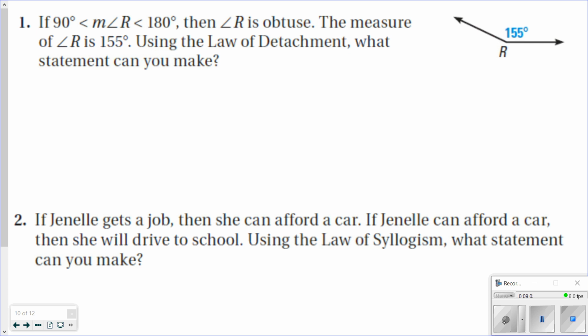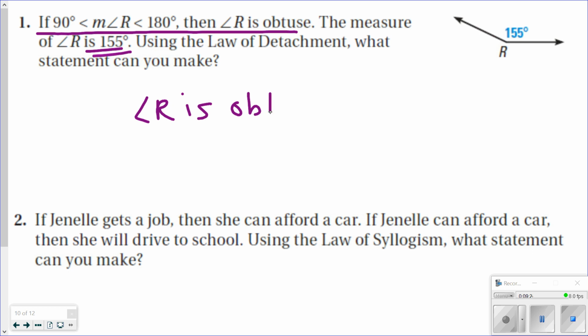All right, so let's go back to the original. If the measure of angle R is between 90 and 180 degrees, then R is obtuse. So I'm going to underline that. Well, we know R is 155 degrees. So what conclusion can I make? Well, R is obtuse. We know R is 155 degrees, which is in between 90 and 180 degrees. Therefore, R is obtuse.